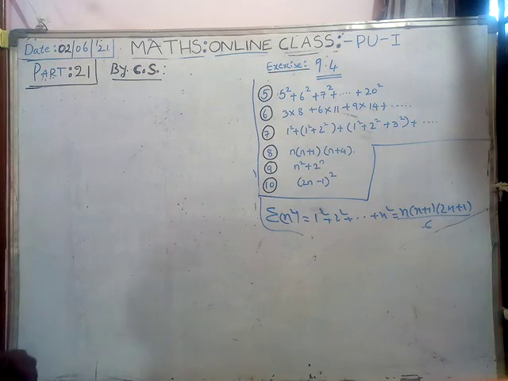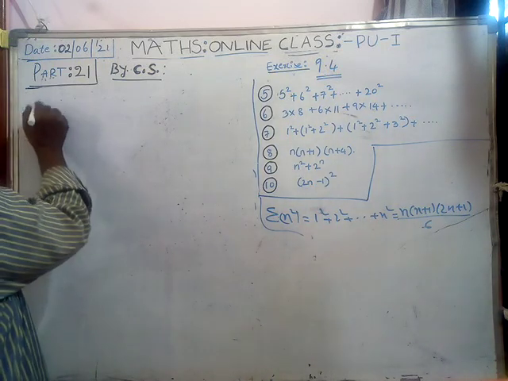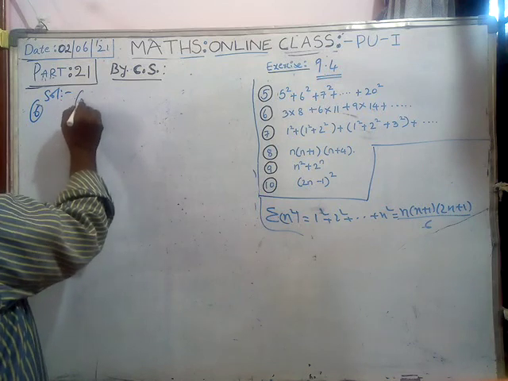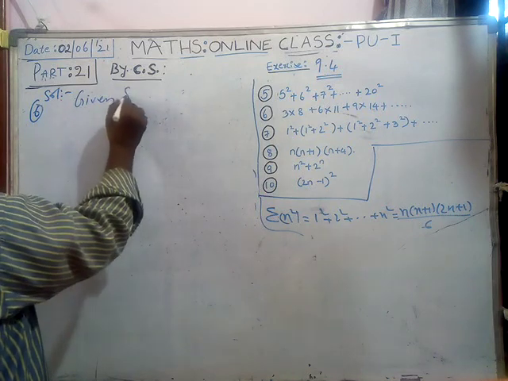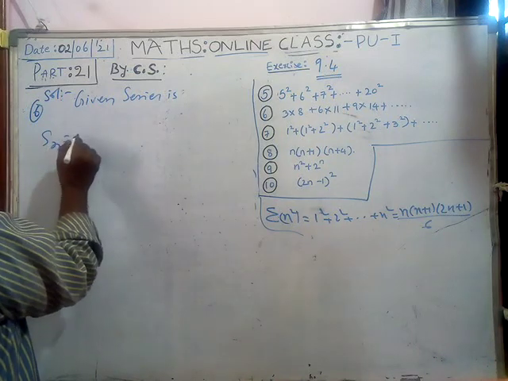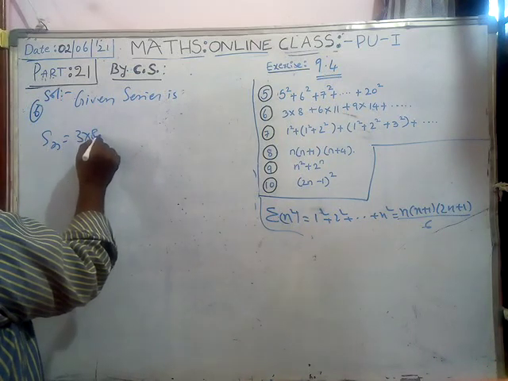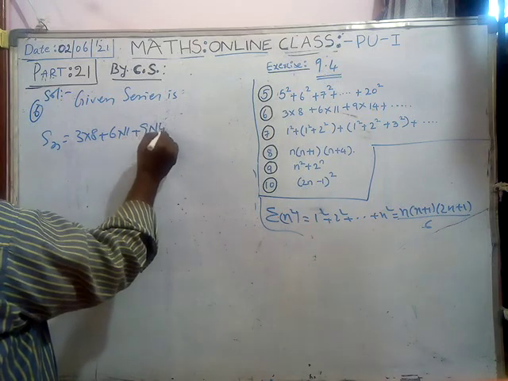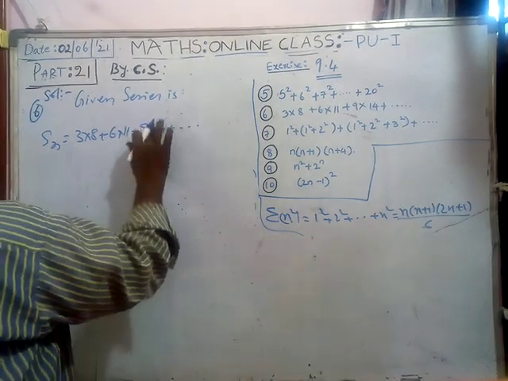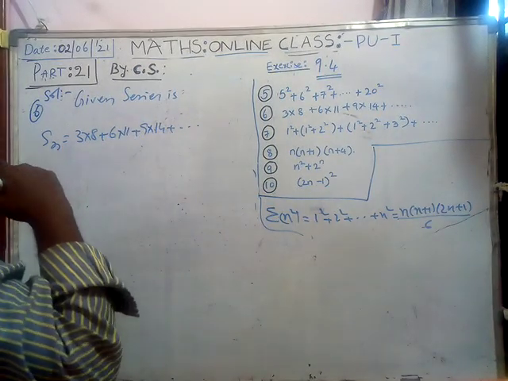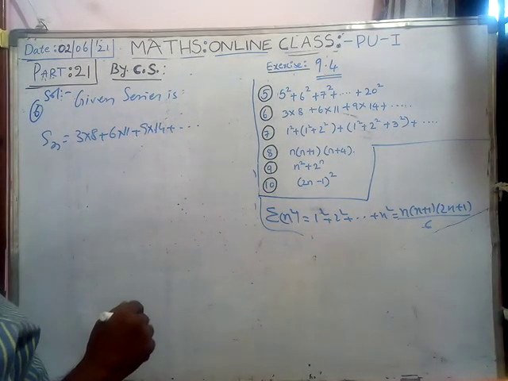The solution of the sixth problem. Given series: Sn is equal to 3 into 8, 6 into 11, 9 into 14, and it goes on up to the last.